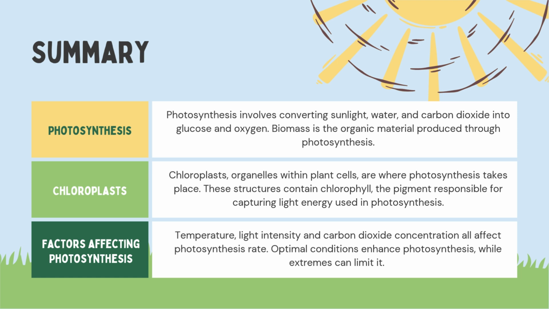Here is a short summary. Photosynthesis involves converting sunlight, water, and carbon dioxide into glucose and oxygen. Biomass is the organic material produced through photosynthesis. Chloroplasts, organelles within plant cells, are where photosynthesis takes place. These structures contain chlorophyll, the pigment responsible for capturing light energy used in photosynthesis.